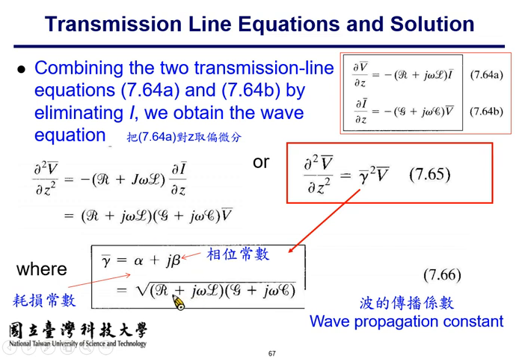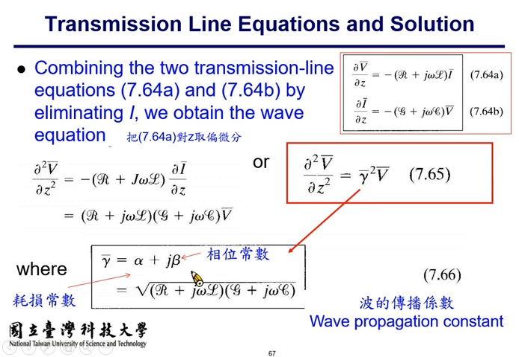So once you find out the model parameters, I mean R, L, G, C, you can derive the corresponding attenuation constant alpha and the corresponding phase constant beta.